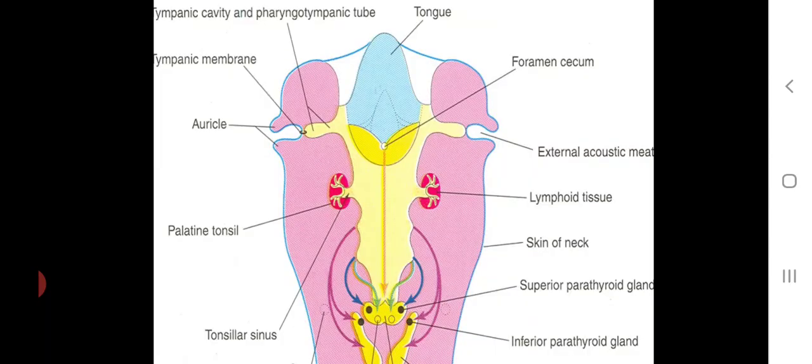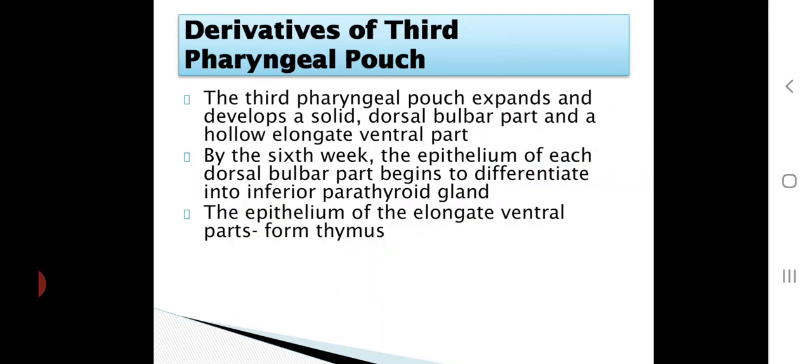So first pharyngeal pouch, in this picture you can see, is mainly giving rise to the tubotympanic recess. Second pharyngeal pouch gives rise to the palatine tonsil. Third pharyngeal pouch gives rise to 2 parts. If you are very much interested in learning these 2 parts, otherwise you leave this, and at least remember what are developed from this. So the third pharyngeal pouch gives rise to the inferior parathyroid gland and the thymus.